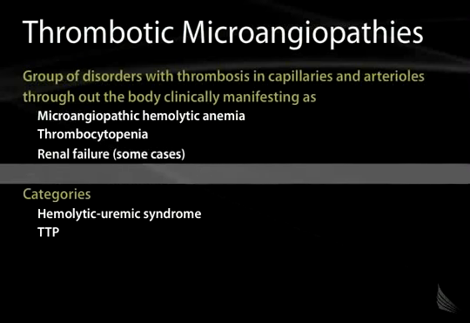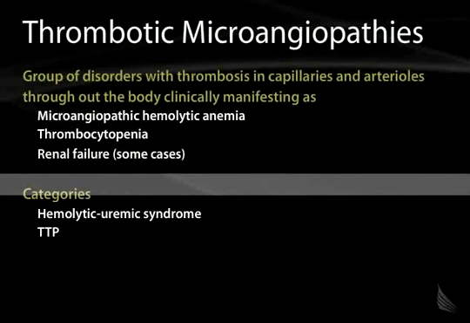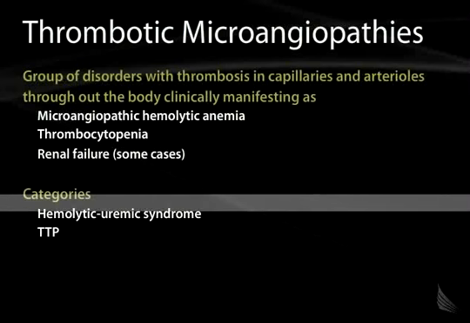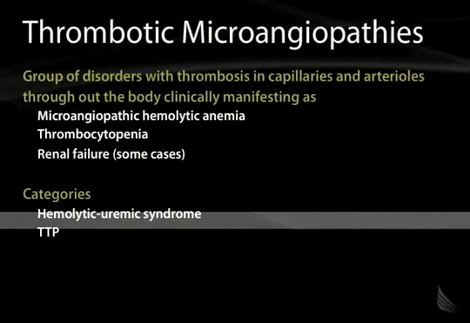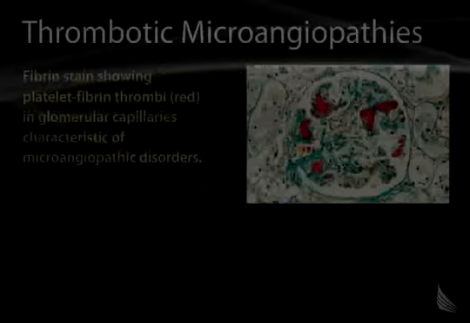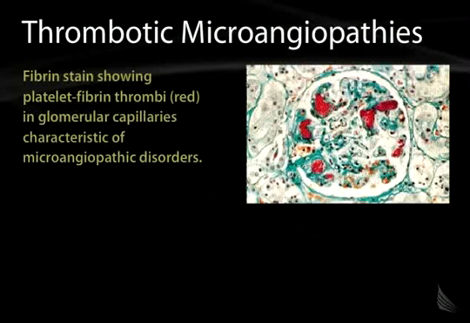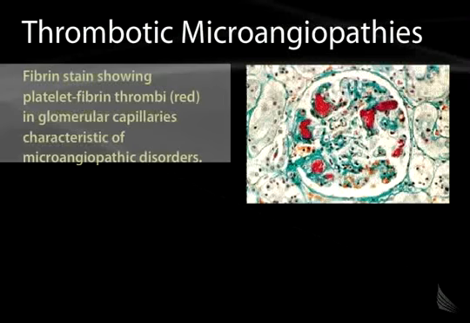Now, there's two basic types of thrombotic microangiopathies. There's the hemolytic uremic syndrome, and there's thrombotic thrombocytopenic purpura, or TTP. In both of these diseases, what you can see is fibrin platelet complexes within the capillaries of the glomeruli. In this particular picture, what you're seeing is fibrin stain, indicating the formation of fibrin-rich clots throughout the vasculature of this glomerulus.